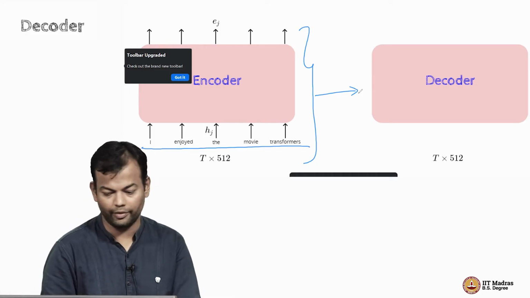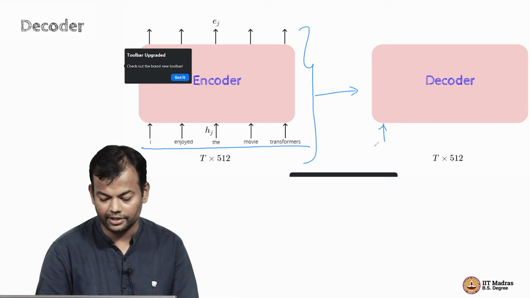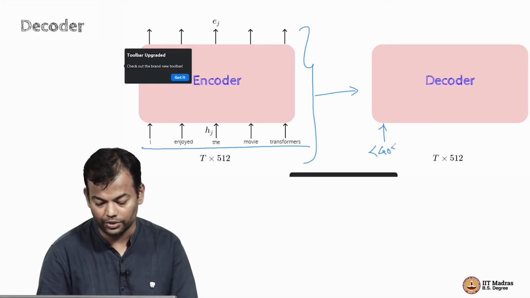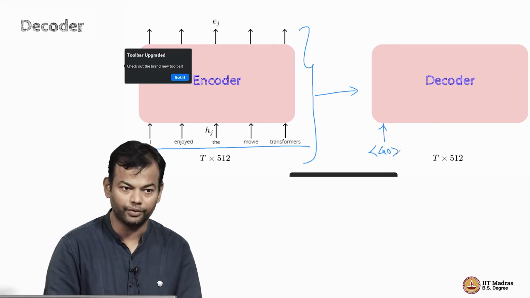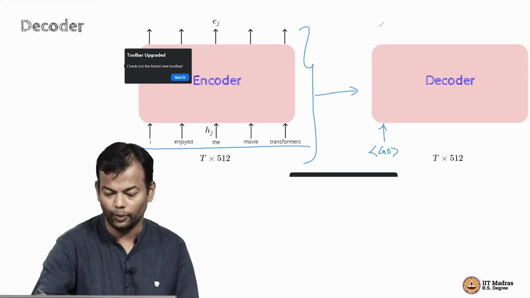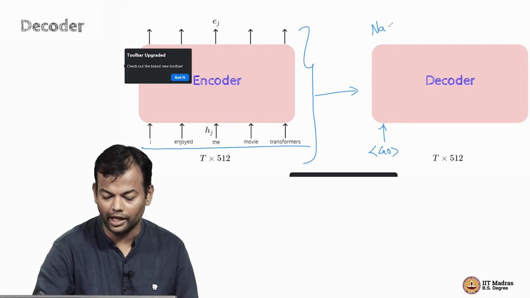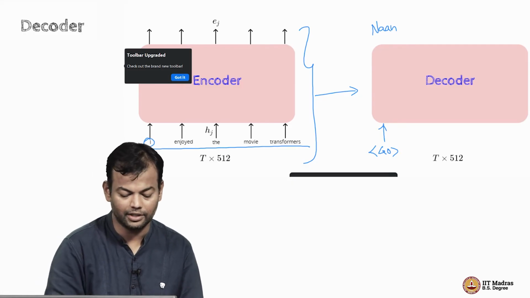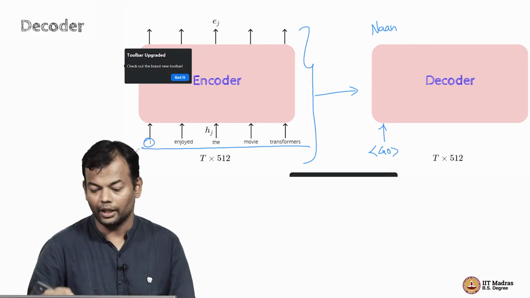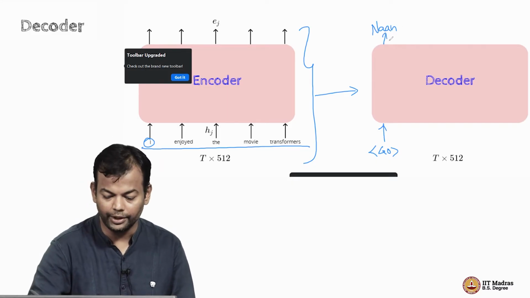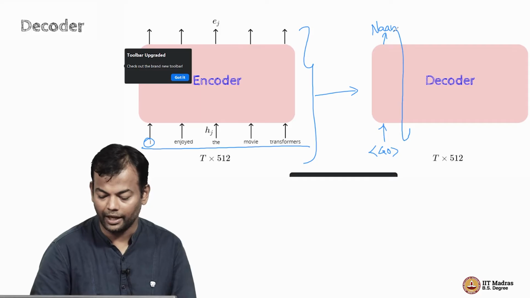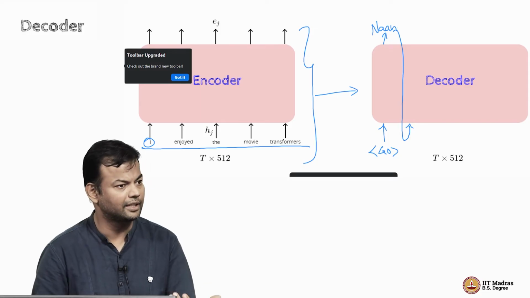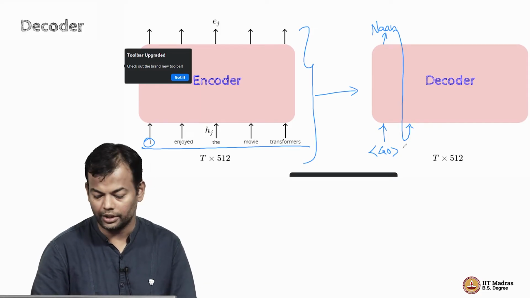Once it has got this information, we'll pass the start symbol to it. So we'll say, go, start decoding the output. And then hopefully, if things work well, it should produce Nan here, which is the Tamil translation for I. Once it has generated the first word, we want to feed that word back to the decoder. We had seen this in the case of RNNs also. This is known as autoregressive decoding.